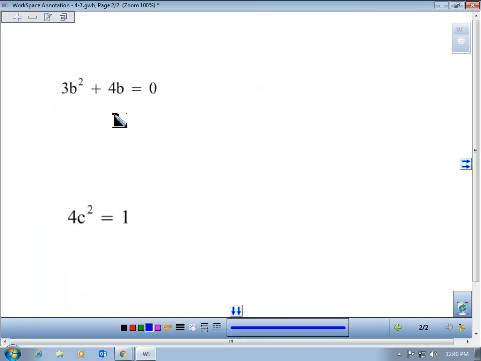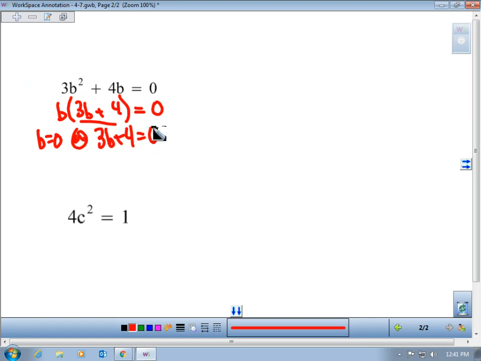Let's look at a couple more here. And really, the second one's the one I really want to do more than any. This is set equal to 0 already. Let's go ahead and factor out a common factor. In this case, it is just a b. So I'm left with b times 3b plus 4. I can't factor that anymore, so that's b equals 0. That's a real easy one here. There's nothing to solve on this one. Or 3b plus 4 equals 0.